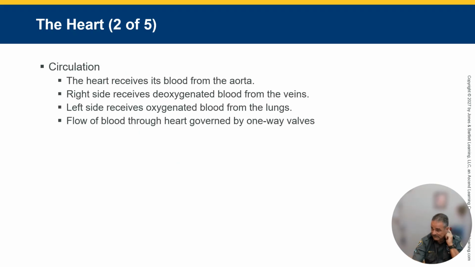Circulation. The heart receives its own blood supply from the aorta via the coronary arteries. The right side of the heart receives deoxygenated blood from the veins of the body. Oxygenated blood returns from the lungs through the pulmonary vein into the left side of the heart, and is pumped into the aorta and then back to the arteries of the body. The flow of blood through the heart is governed by one-way valves. It doesn't allow it to back up. It just circulates round and round. Those valves don't allow it to back up. That's a good thing, otherwise we'd be a mess.